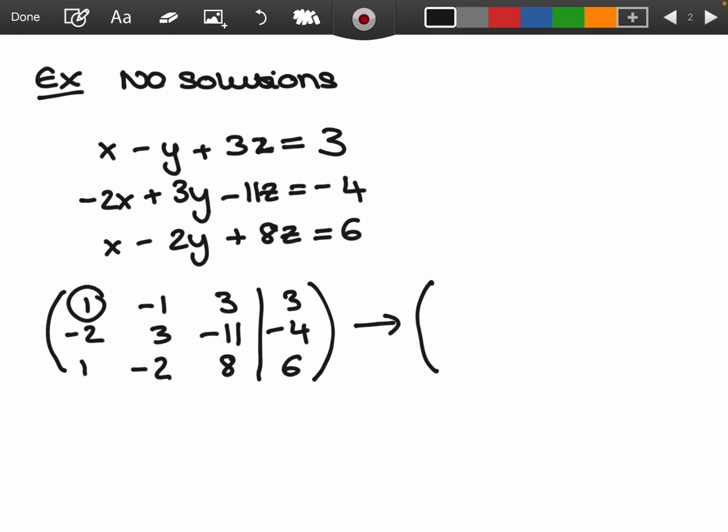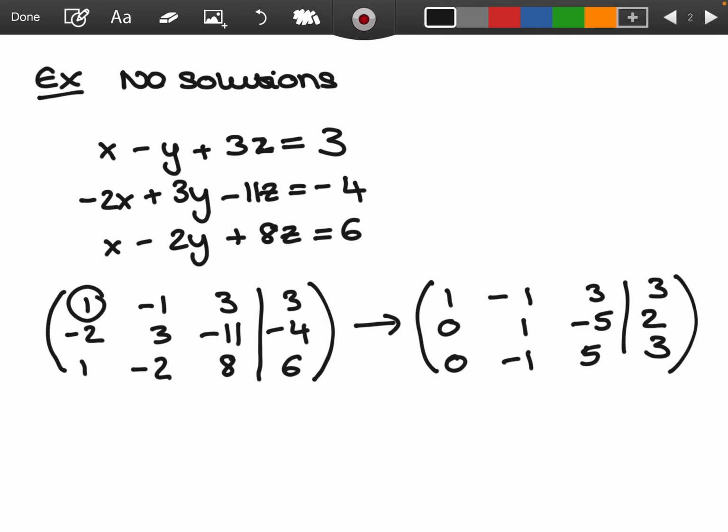So for my second row, it's going to become my original second row plus 2 times my first row. So my first row remains the same. My second row is going to become 0, 1, negative 5 and 2. My third row, I'm going to subtract my first row from my third row to make that a 0. And then I get 0, negative 1, 5 and 3.